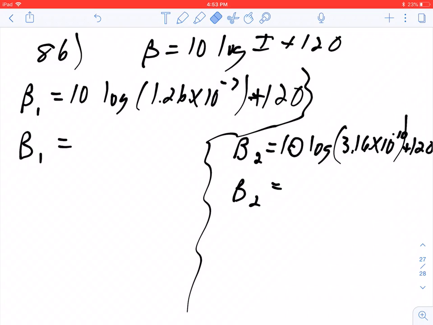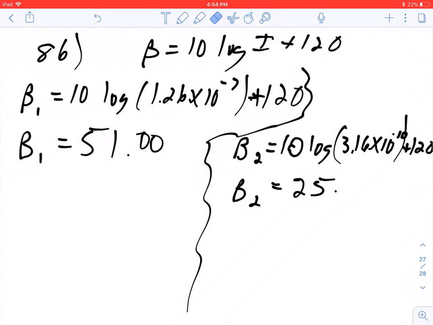Okay, so after typing those in, what we end up with is for beta sub 1, a decibel level of 51 point, we'll say 00. For the second one, we end up with a decibel level of 24 point 996, so that would actually round to 25.